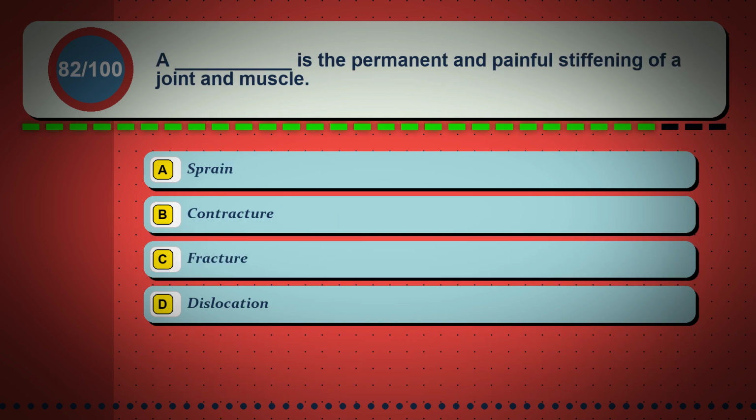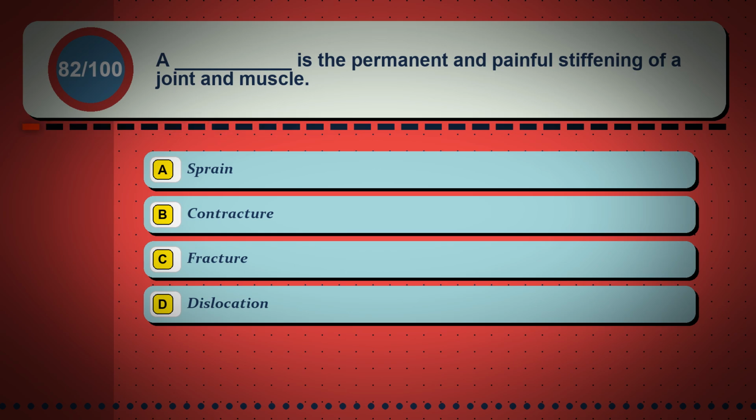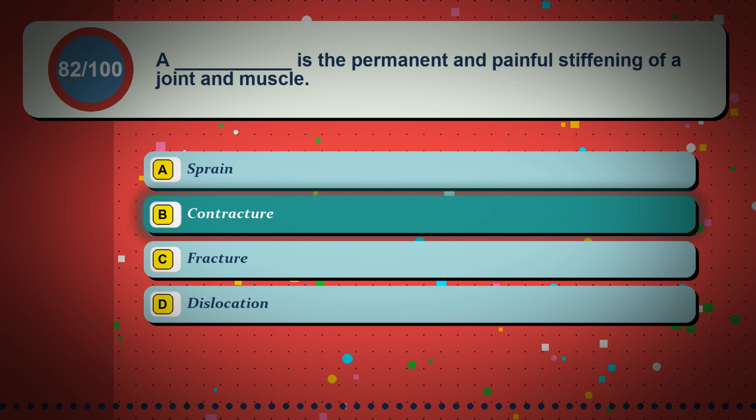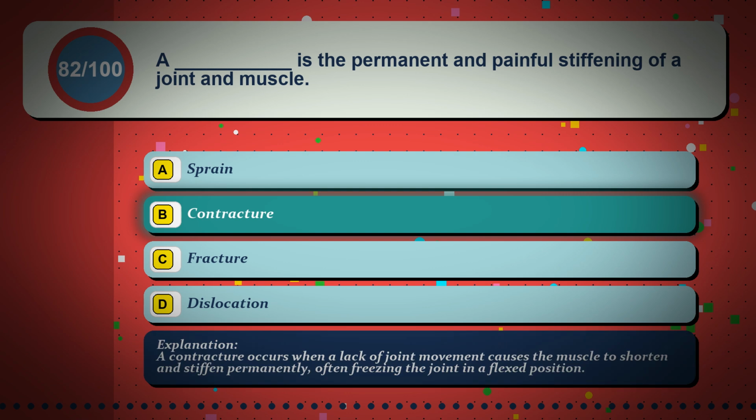Question 82. A blank is the permanent and painful stiffening of a joint and muscle. Option A, a sprain. Option B, a contracture. Option C, fracture. Option D, dislocation. The correct answer is option B. Contracture. A contracture occurs when a lack of joint movement causes the muscle to shorten and stiffen permanently, often freezing the joint in a flexed position.